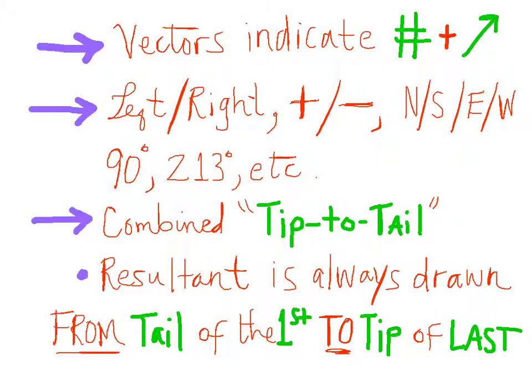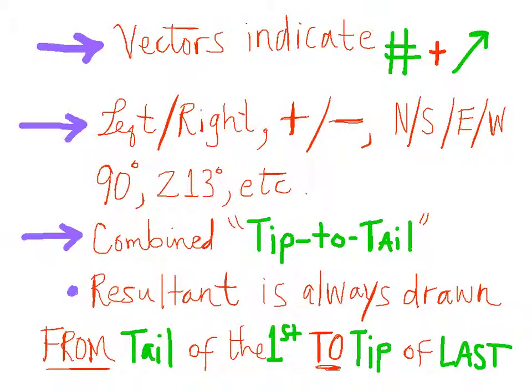Here's pretty much what I want you to take away from vectors. They indicate a magnitude and a direction. They could be anything that has a magnitude and a direction. Not just velocity, not just force, anything that has a magnitude and a direction. Though the primary vectors that we'll be dealing with are displacement, velocity, acceleration, and force.